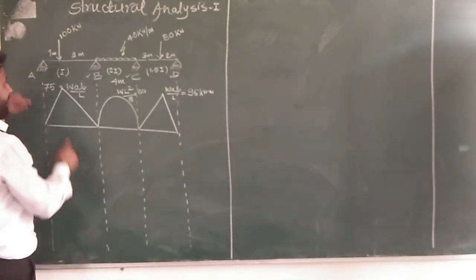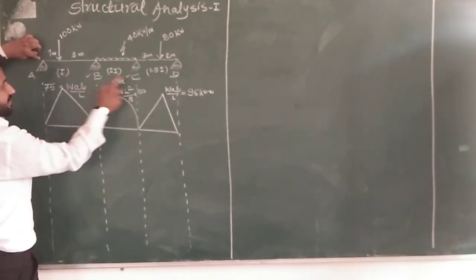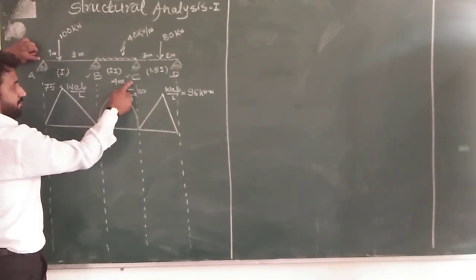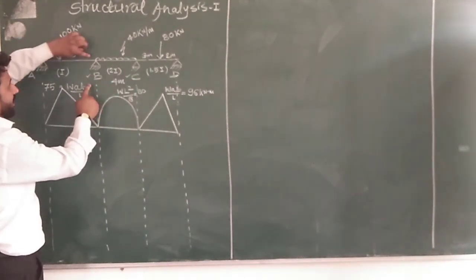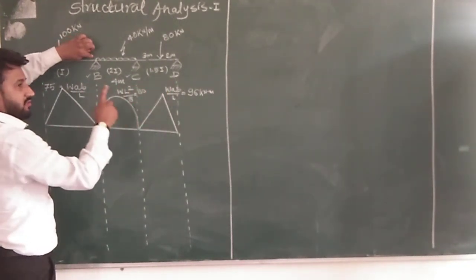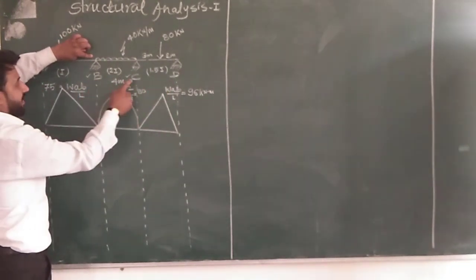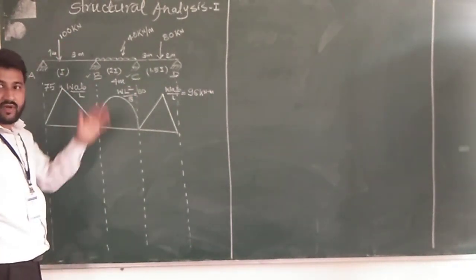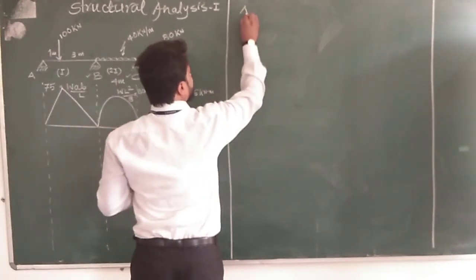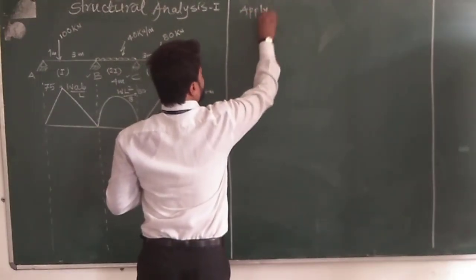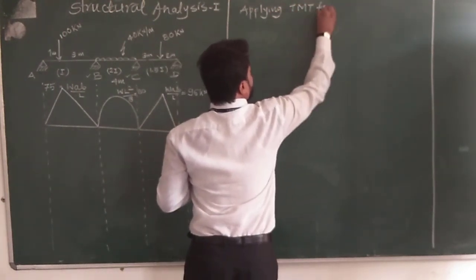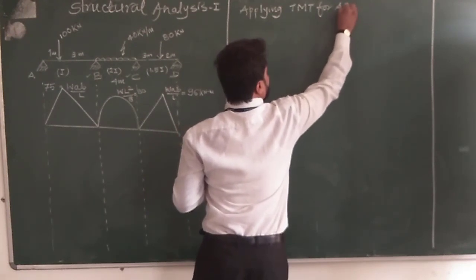So first we will apply the 3 moment theorem for A, B, C, and we will form equation number 1 having moment MB and MC. Then we will apply the 3 moment theorem for span B, C, D, in which equation number 2 will be formed where MB and MC will be there. Then we will equate both equations to determine moment B and moment C. So start by applying the 3 moment theorem for span A, B, C.